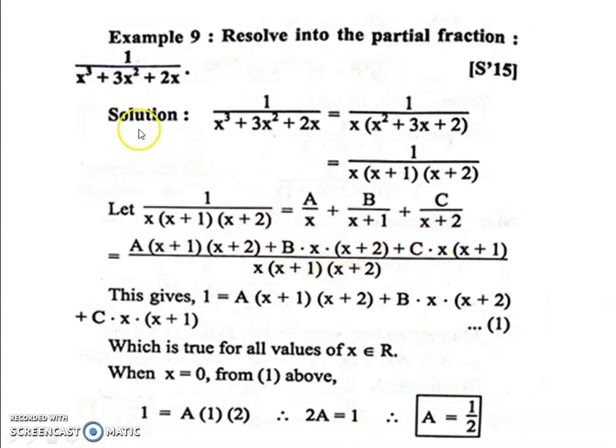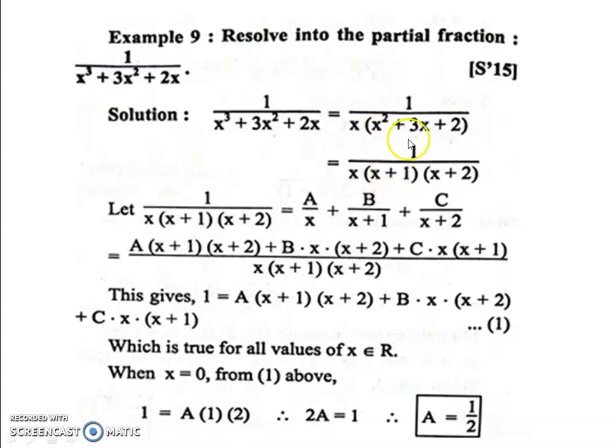Now here what is given? 1 upon x cube plus 3x square plus 2x. Here x cube is there, here x term is there, here x is there. So we have to take x common. So 1 upon x into the bracket x square plus 3x plus 2. It is a quadratic equation. It must have real factors. Yes, 2 ones are 2. So final, 2 ones are 2.